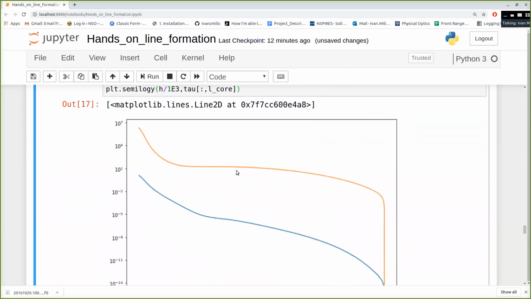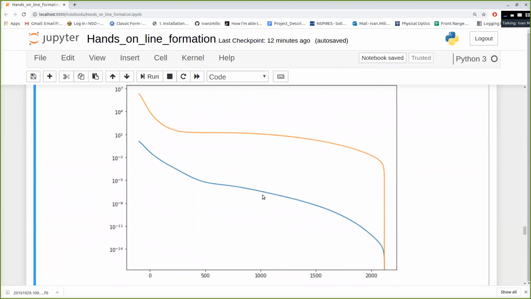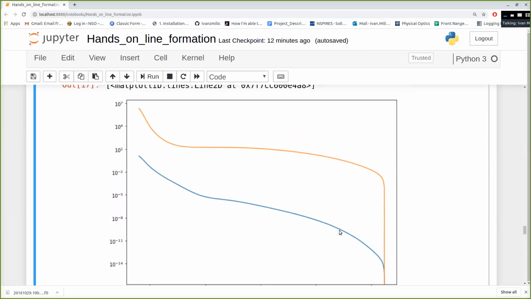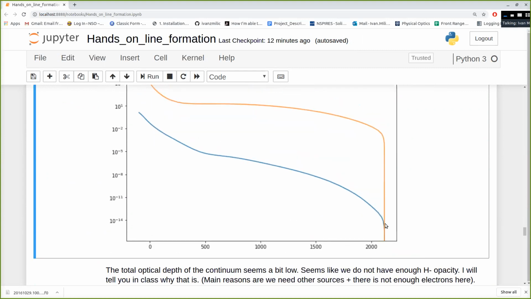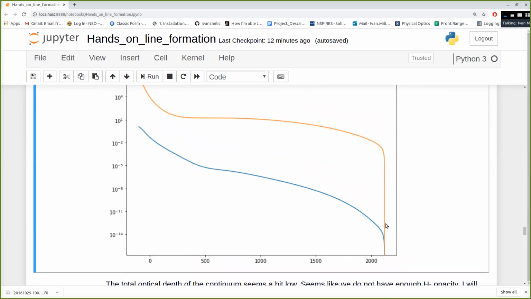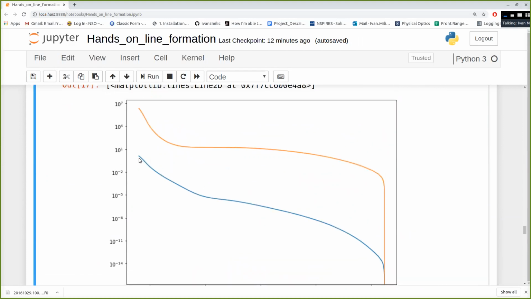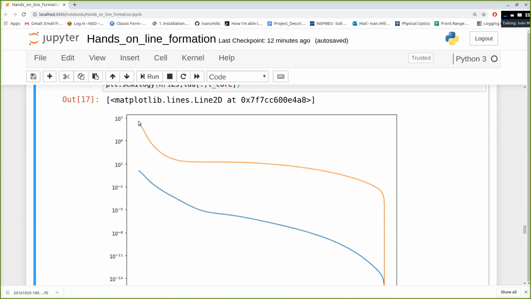I'm getting something like this. Now this makes a bit more sense. I'm starting from optical depths of 0, so that's why these things are dropping very, very deep at the core. And now they have a very similar run. However, what I'm getting here is that my total optical depth in the continuum is something underneath 10, and my total optical depth in the H alpha is almost 10 to the 7.